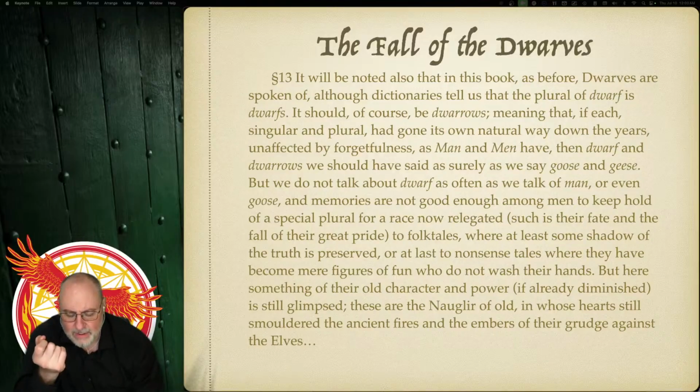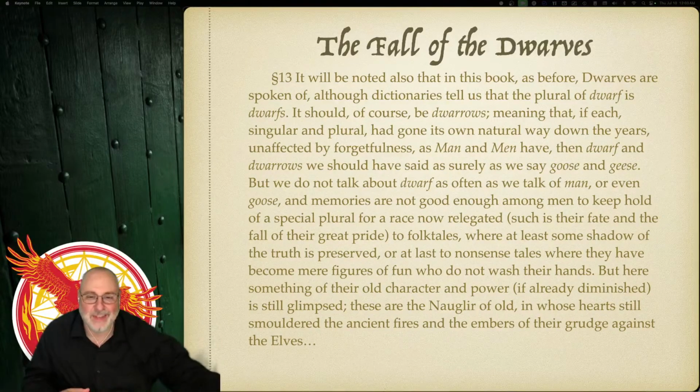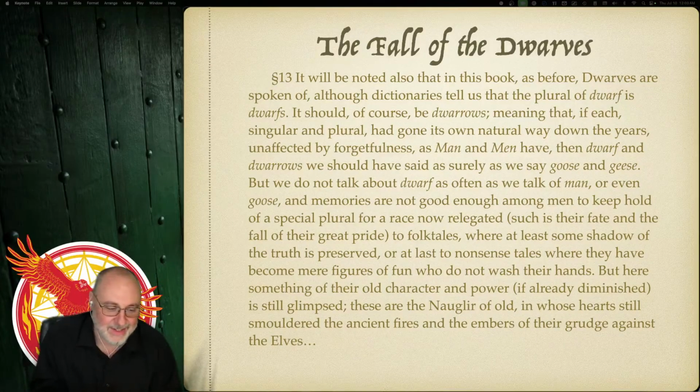Why is it that we don't talk about dwarves as often as we talk about man or about goose? Well, look, if the dwarves don't get a lot of press, they have nobody to blame but themselves, because they're all secretive, right? He's already talked about how the dwarves kept to themselves and didn't share things. And yeah, I think that's what he means by the fall of their great pride.